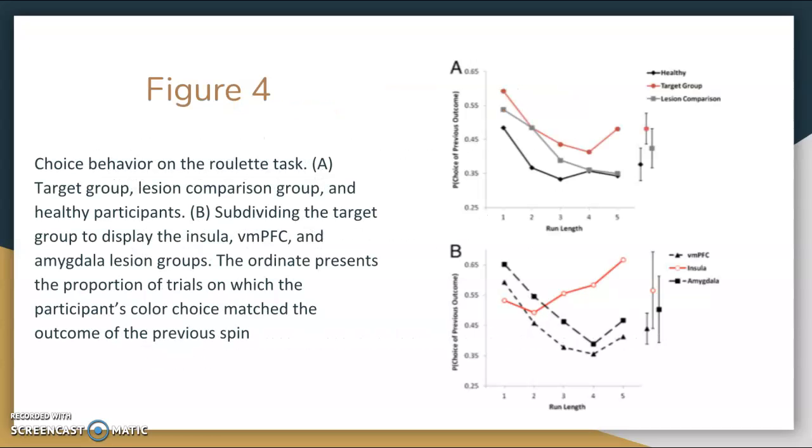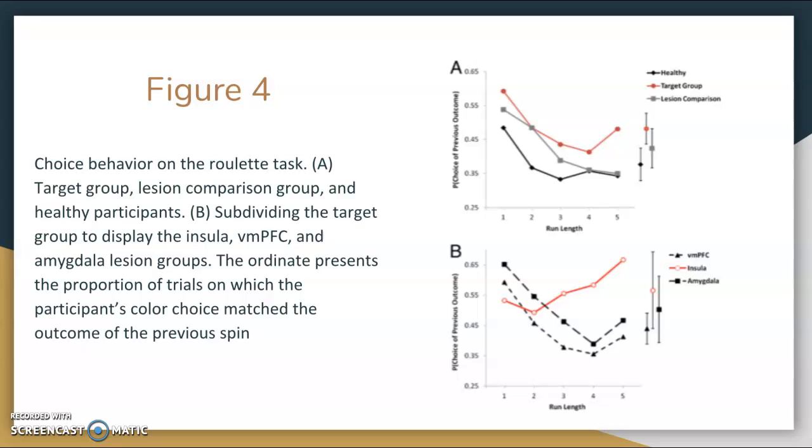And if we look at figure 4, A and B, we will see that. So if we look at figure 4A, we'll see the three main groups, and you can see that all three groups are having that downtrend when looking at the choice of previous outcome in relation to run length. If we look at the run length of 4 to 5, you can see that the target group has a slight uptrend, and this may be due to that positive recency from the insula as seen in the slide before.